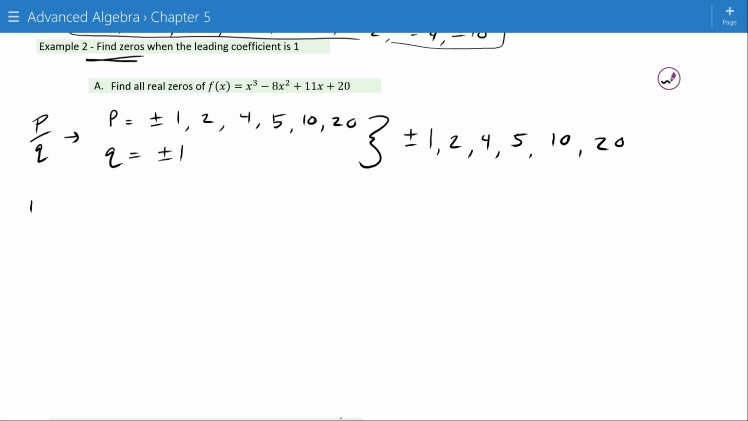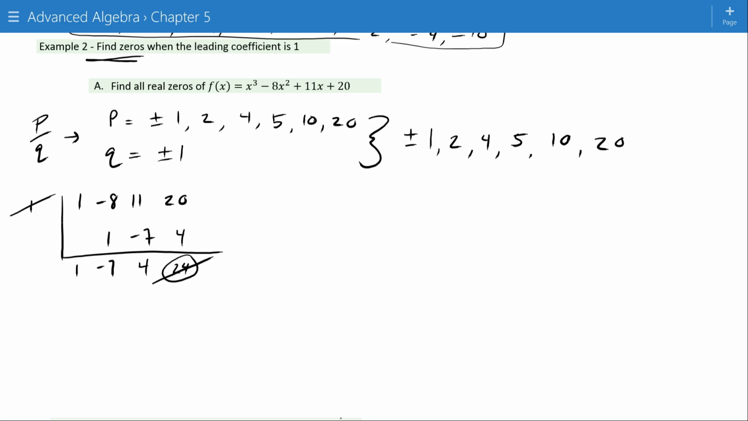So we'll try some of them. Always try to start with the small ones. We'll test positive 1 using synthetic division, and we're going to plug it in. So we drop the 1 down, multiply it, and we're left with -7. Multiply that, we're left with positive 4. Multiply that, we're left with 4, and a remainder of 24. That remainder is no good. What that means is 1 is not an actual solution.